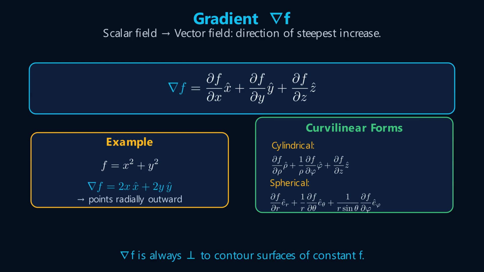In cylindrical coordinates, the gradient has the form partial f over partial rho, rho hat, plus 1 over rho, partial f over partial phi, phi hat, plus partial f over partial z, z hat. In spherical coordinates, it is partial f over partial r, r hat, plus 1 over r, partial f over partial theta, theta hat, plus 1 over r sine theta, partial f over partial phi, phi hat. Notice how the metric coefficients appear in the denominator.